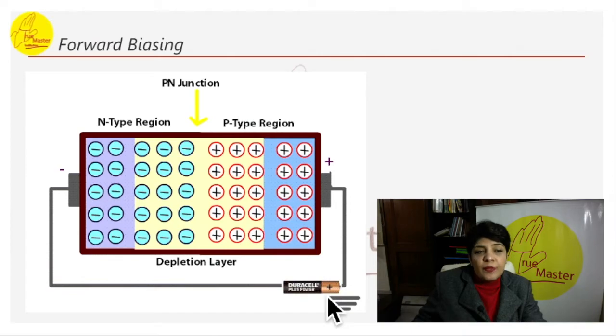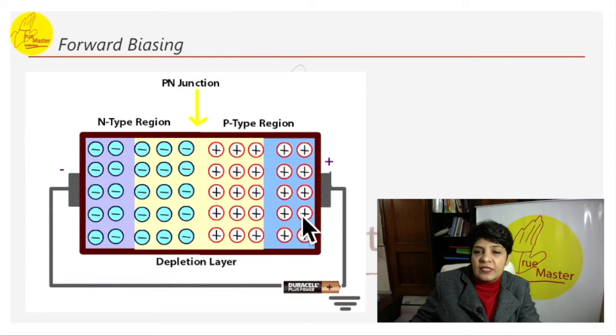Okay? The potential barrier, this yellow line which we are showing, this depletion layer will keep reducing, and once it keeps reducing, all the electrons will start flowing. When the electrons start flowing, we say it has become a conductor from a semiconductor. So we are controlling it by use of the battery. This is forward biasing. Let me show you one time here.